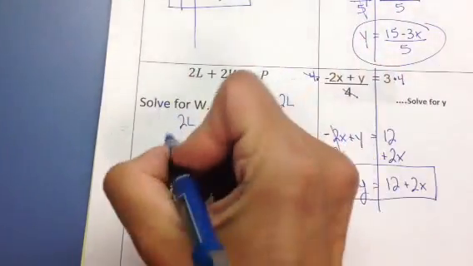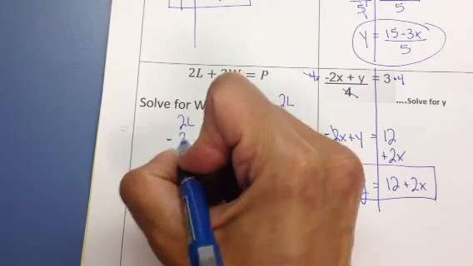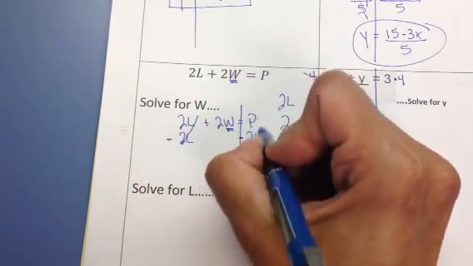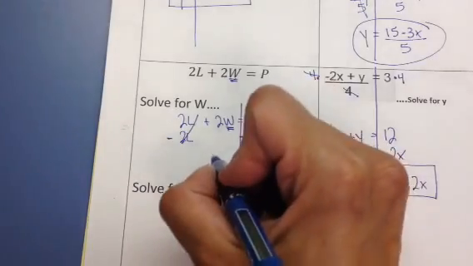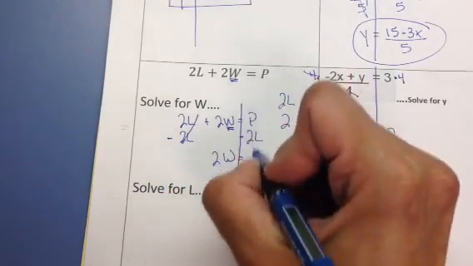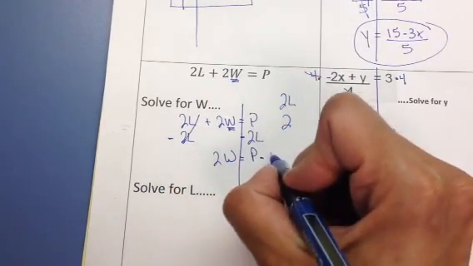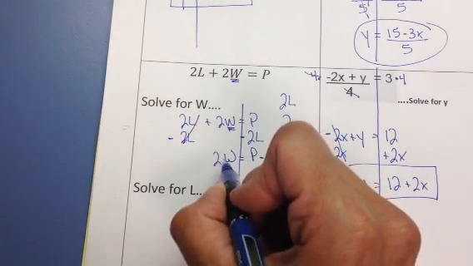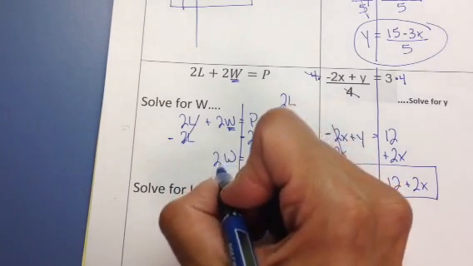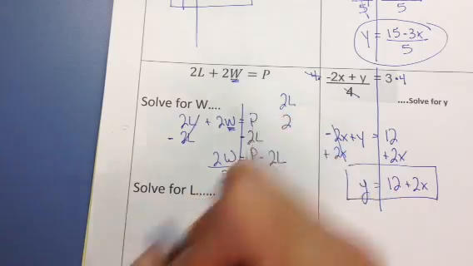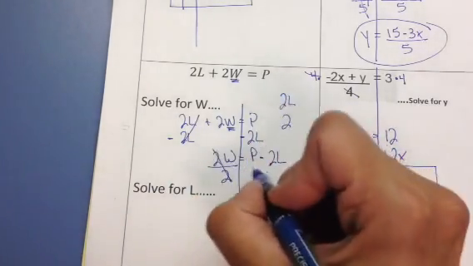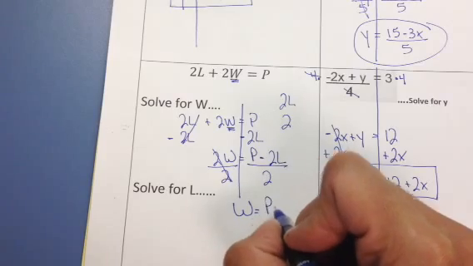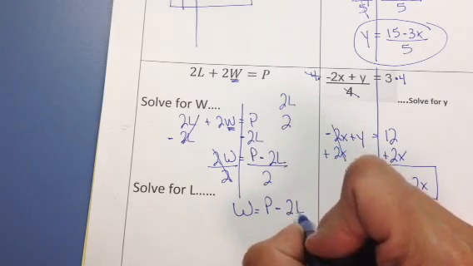So I'm going to subtract 2l. Those cancel out. Again, I can't make that into one term, so I'm just going to leave it as 2w, and then on the other side I'll leave it as p minus 2l. And now to get the w by itself, I need to move the 2, and since these are being multiplied together, I'm going to undo it by division. So when I'm done, I have w equals p minus 2l over 2.